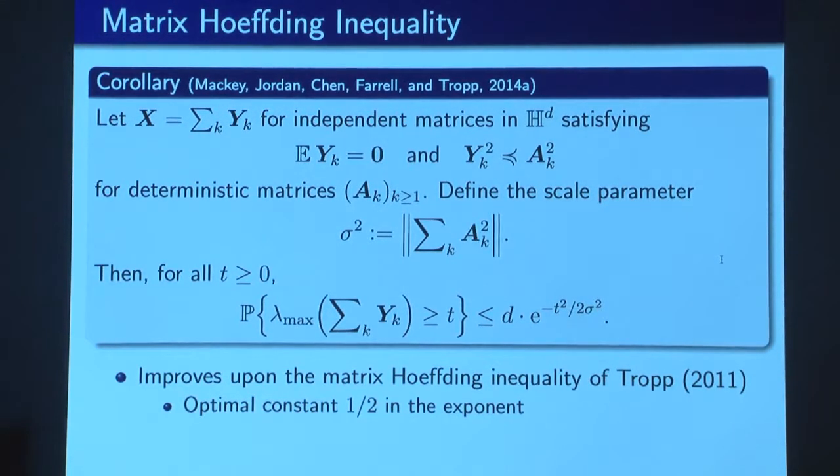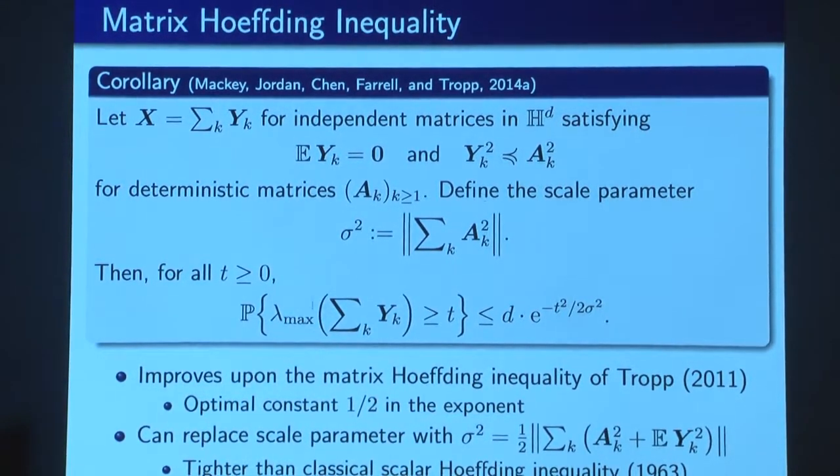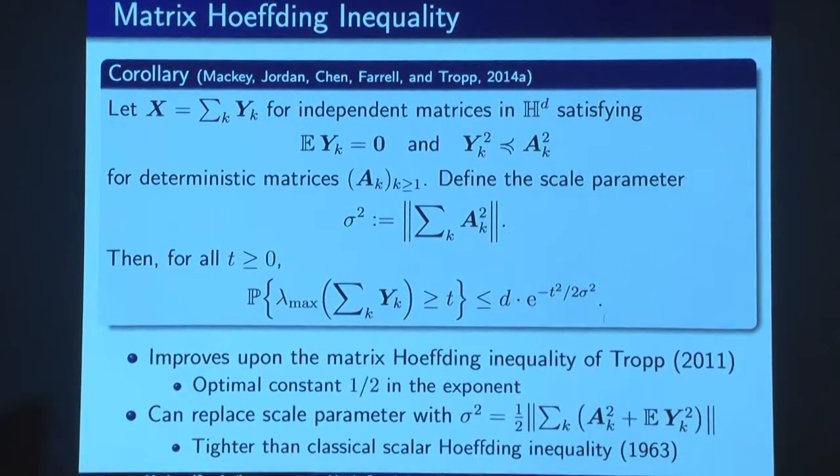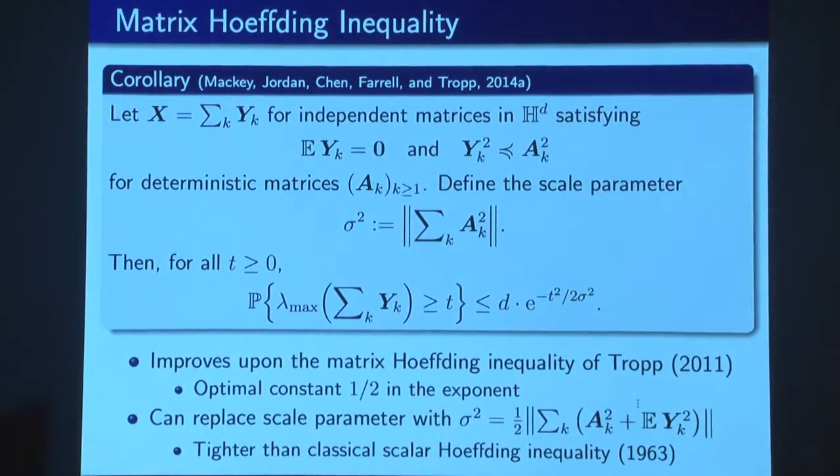So there have been other matrix Hoeffding inequalities in the literature. This actually improves upon those. We get the optimal constant, what you would expect from a Hoeffding inequality, factor of 2 here. It turns out you can actually replace the scale factor with something even smaller. You could take the average of the bounds and the variances of your summands. So that actually is slightly tighter than the classical scalar Hoeffding inequality.